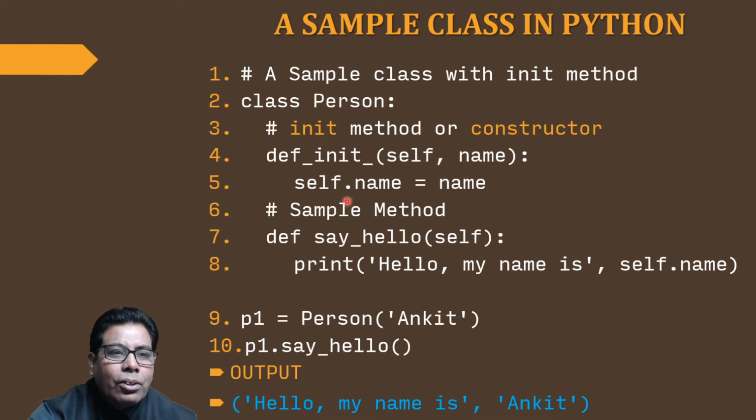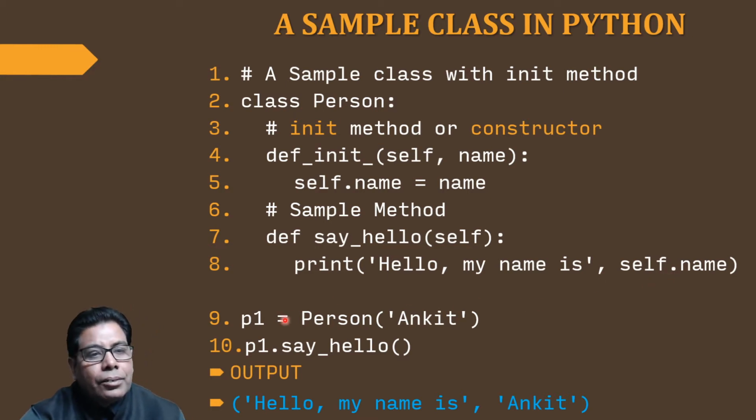Then self dot name is equal to name. So this name is given to the variable name, and then we define a method, that is say hello method. The name of the method is say hello, and the argument here is self. Then we print hello, my name is, and then we use self dot name. So whatever name we pass here, that attribute will be coming here at this point.